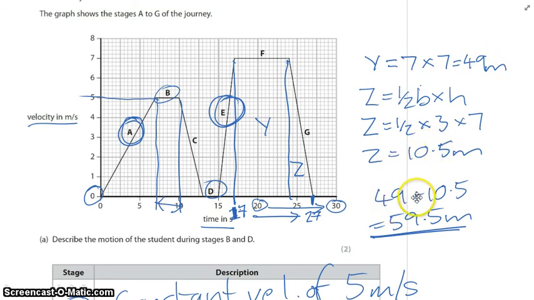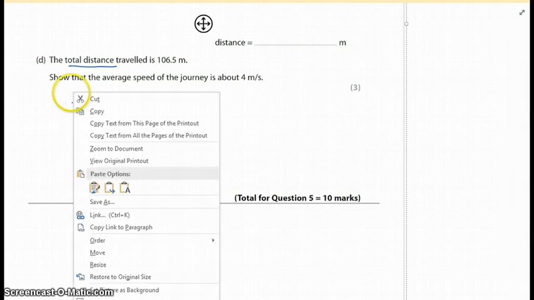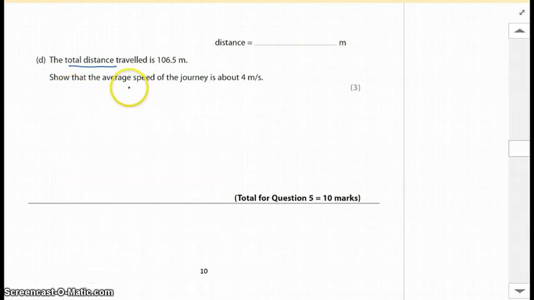The final part of the question, let me just zip down to it. Okay, so for part D, they've told us the total distance, and they're asking us to find the average speed.